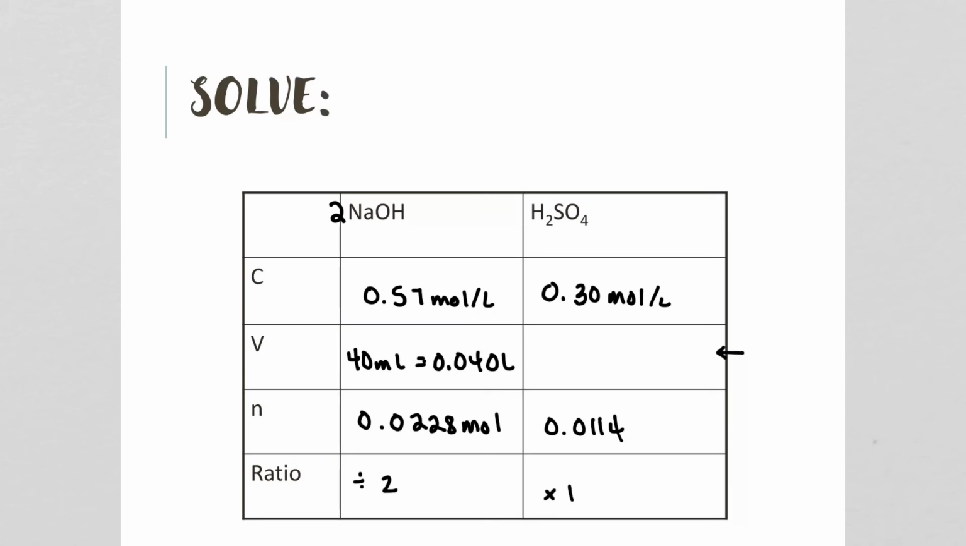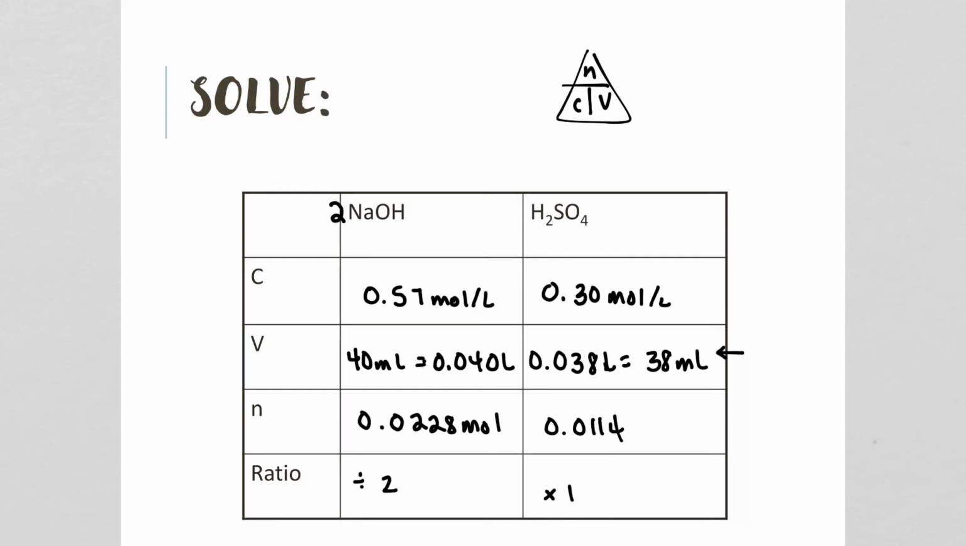So V, remember from our relationship, C equals N over V. So it's going to be the moles divided by the concentration to find the volume. So divide that by 0.3. So our missing value is 0.038 liters, which is 38 milliliters.